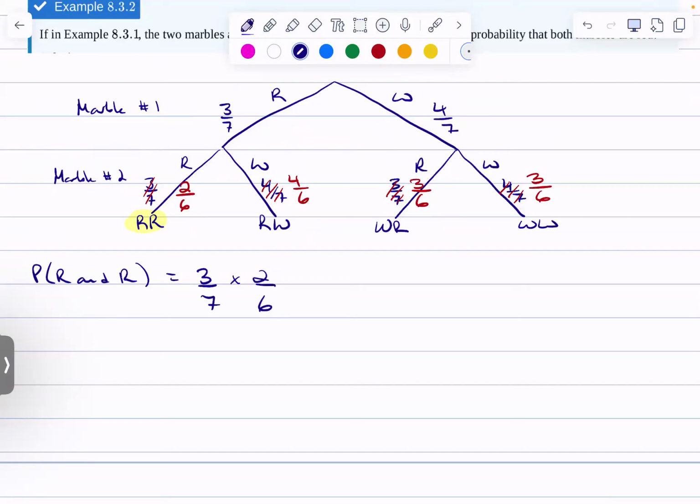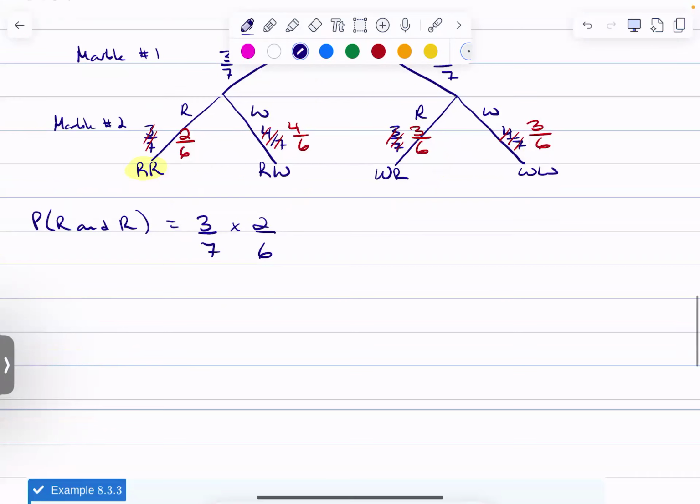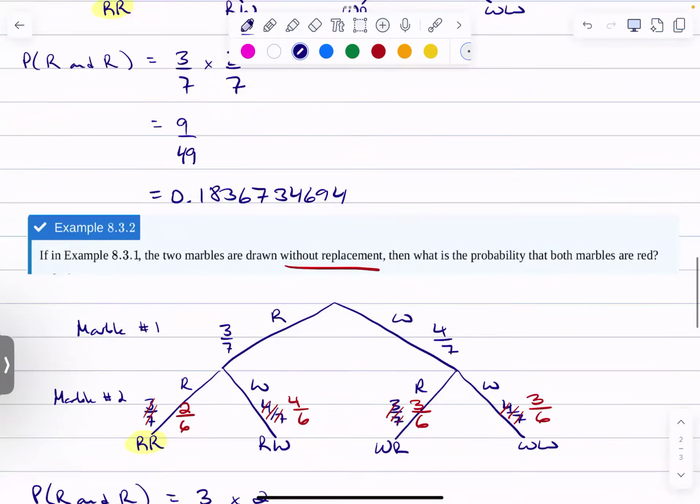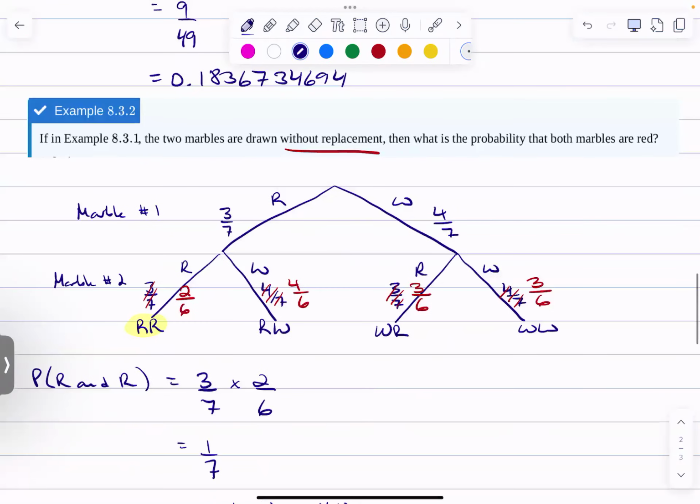Let's see here, 3/7 times 2/6. Let's see if it reduces to 1/7 for me. It does, it makes it all fancy. 1/7 or 0.142857149, which is different. Can I keep them on the same?